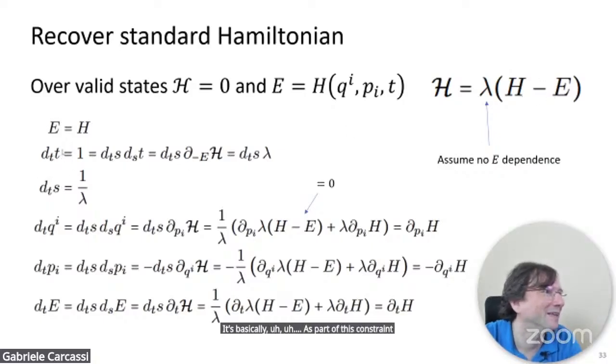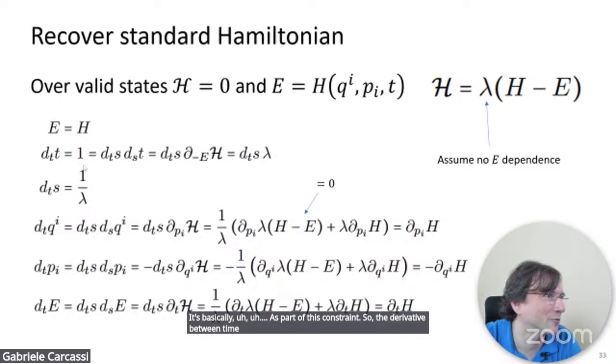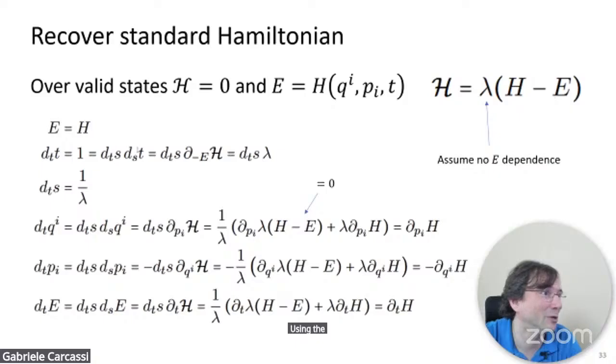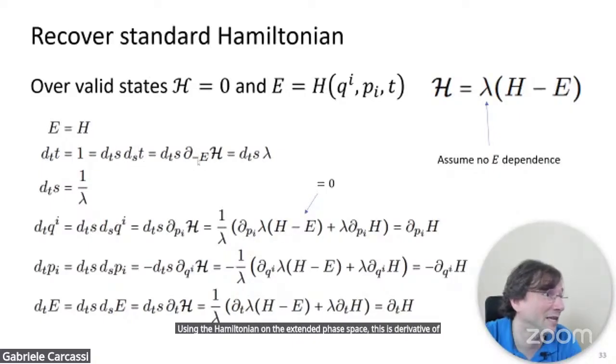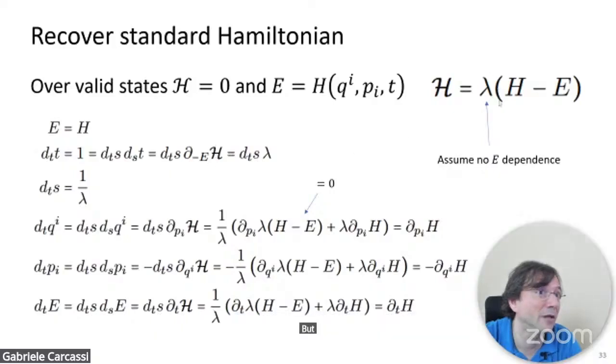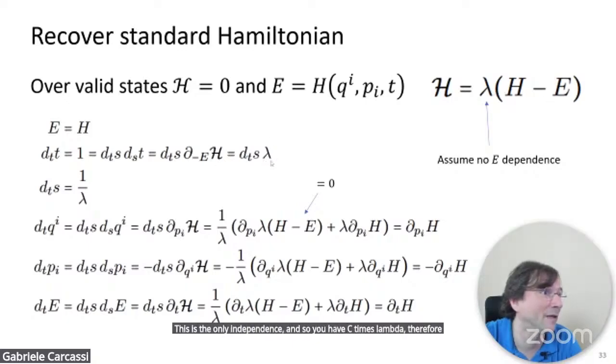So the derivative between time and time is of course equal to 1, and since we have invertible, we have that the derivative in s with respect to p is times ds dt is going to be equal to 1. Using the Hamiltonian on the extended phase space, this is the derivative of the Hamiltonian with respect to minus e, but this here is lambda, because this does not depend on e. This is the only e dependence, and so you have minus c times lambda, therefore you just get a lambda. And this for dt ds times lambda is equal to 1.